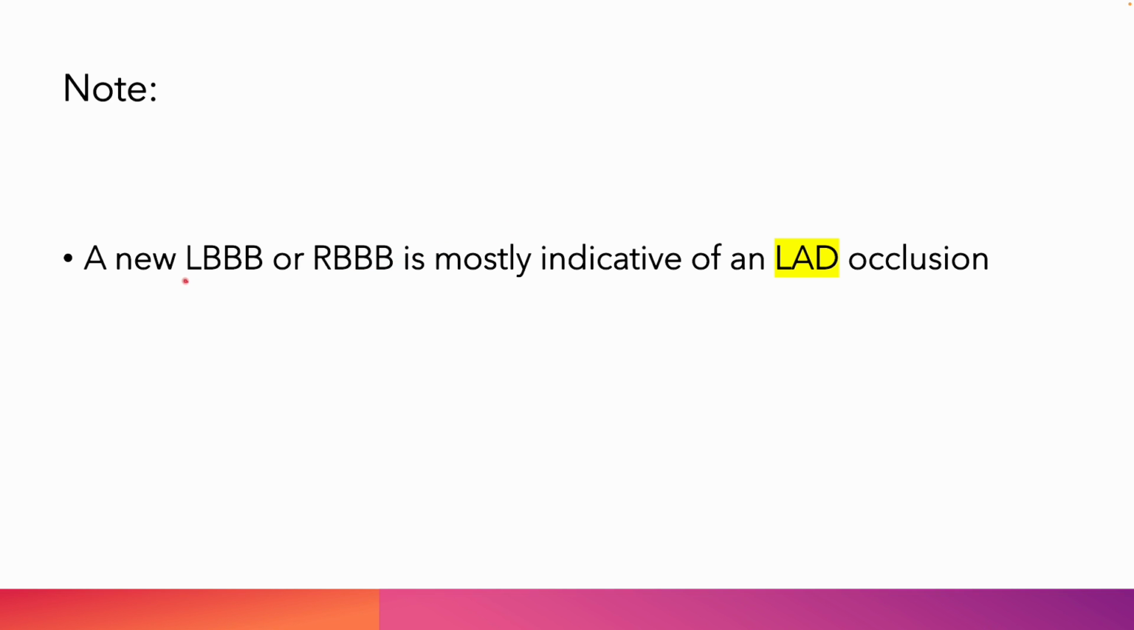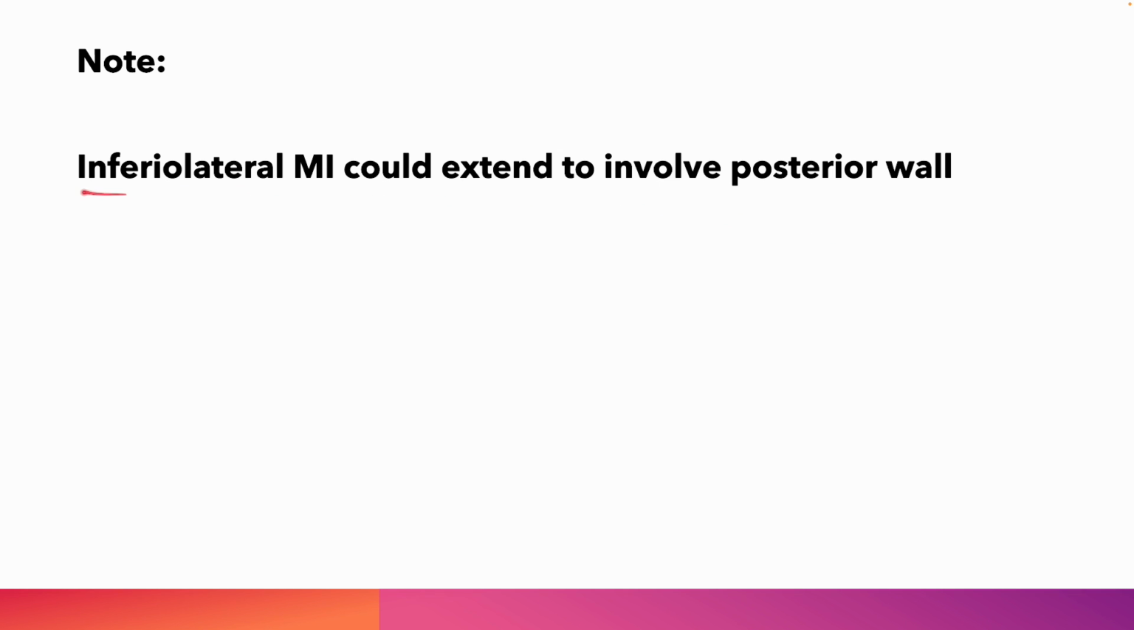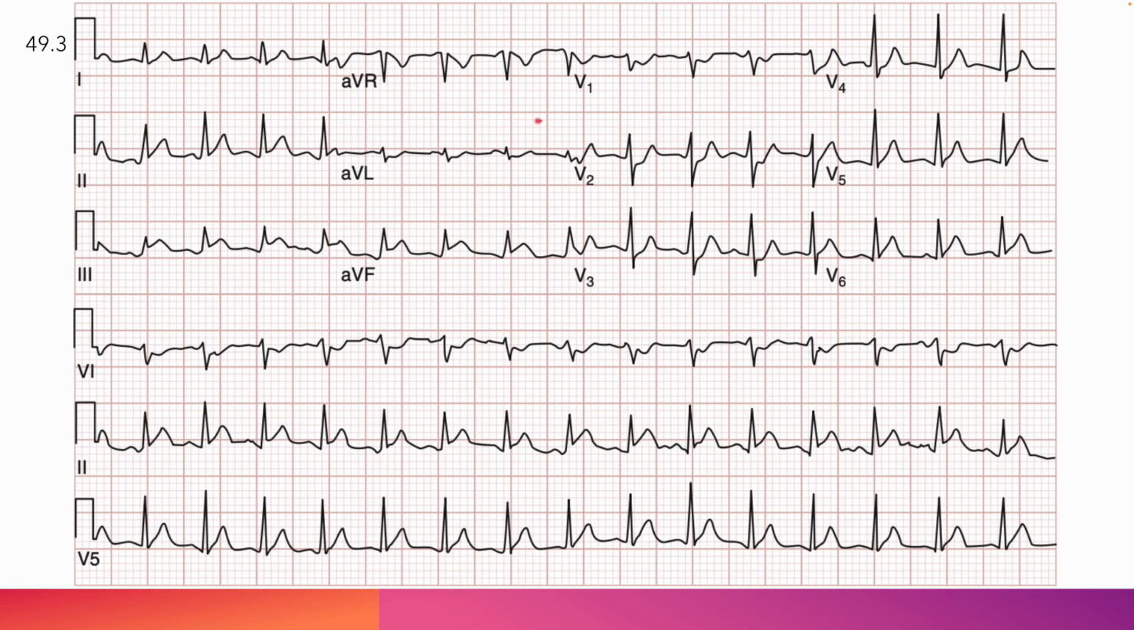Now, a point is, whenever there's a conduction block, so a left bundle branch block or a right bundle branch block that's new, so not present in a previous ECG, the culprit artery is the LAD most of the time. Now, an inferior lateral MI could involve the posterior wall, and that's why when you have an inferior lateral MI, you gotta check the V1 in case there might be posterior wall extension.